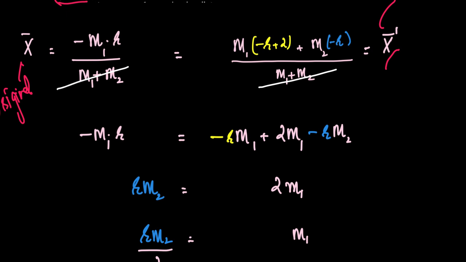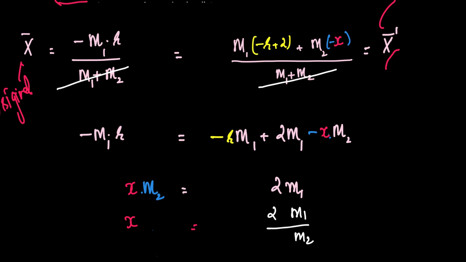Now again we have a mistake, right? This should not be minus r. This here should be equal to x, right? So this is m1 into minus x. This becomes minus x m2. So this here wouldn't be equal to r m2. This here should be equal to x m2, and therefore x m2 will be equal to 2 into m1 divided by m2.